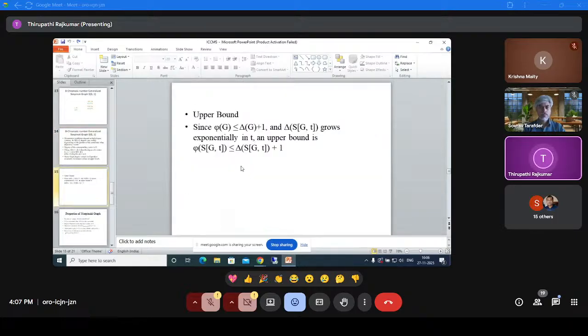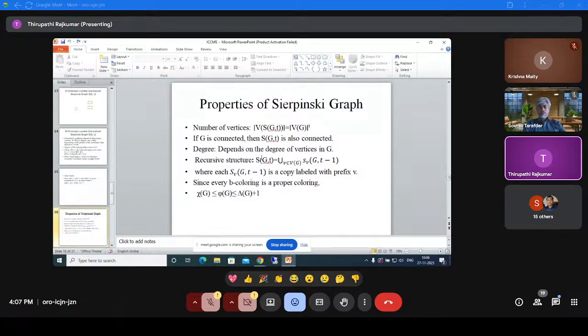Upper bound: φ(G) is less than or equal to Δ(G)+1, and Δ(S(G,t)) grows exponentially in t. The upper bound of φ(S(G,t)) is less than or equal to Δ(S(G,t))+1. Properties of the Sierpinski graph: the number of vertices of S(G,t) is n to the power t, where n is the number of vertices in V(G). If G is connected, then S(G,t) is also connected. Degree depends upon the degree of vertices in G. Recursive structure: S(G,t) is the union of vS(G,t-1). Each vS(G,t-1) is a copy labeled with prefix v.